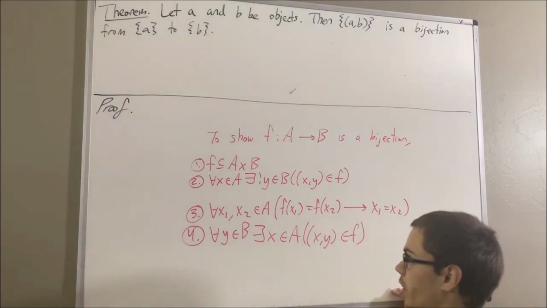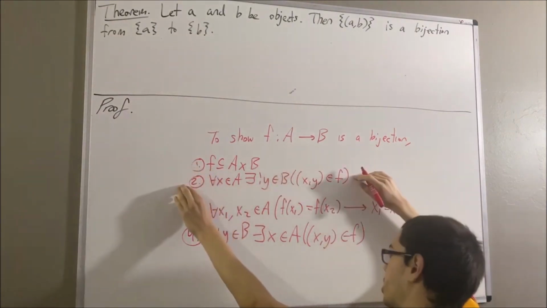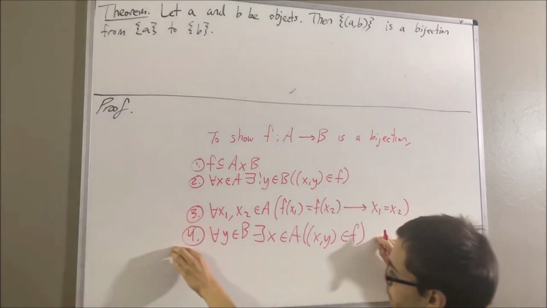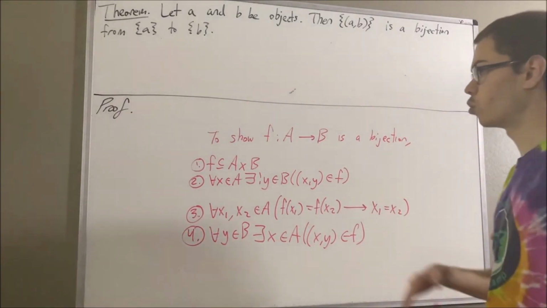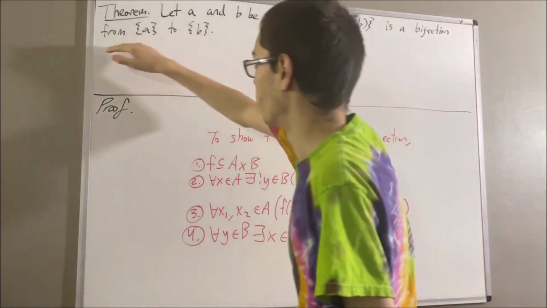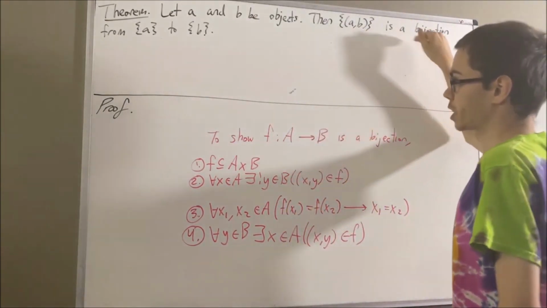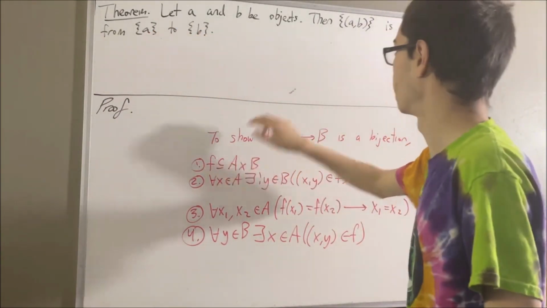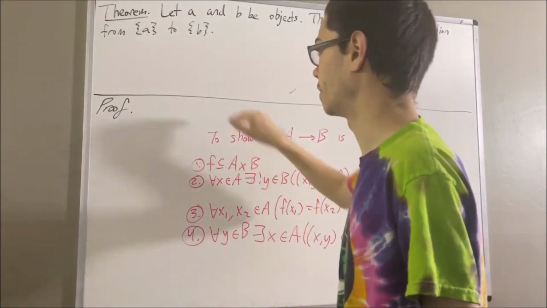So, in summary, the first step is to show F is a relation from A to B. The second step is to show F is a function from A to B. The third step is to show F is injective. The fourth step is to show F is surjective. Now, we're going to apply these series of steps to what we're trying to show, right? We're trying to show that this set of ordered pairs is a bijection from this set to this set. So really, we're just substituting F for this set, A for this set, and B for this set.